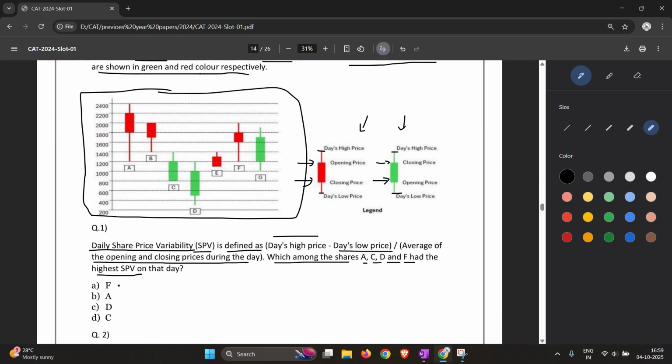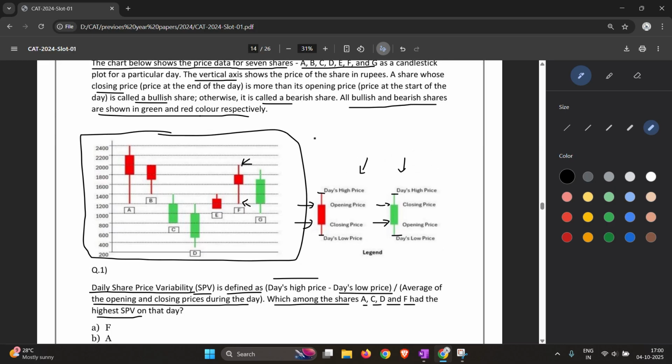Since we have 4 options given over here, what we actually need to do is just go ahead and find the variability of all these 4 shares. So let's start with F. For F, we can see that the high is 2000 and the low is over here, which is 1200. So what's the difference between them? The difference is 800 divided by the average.